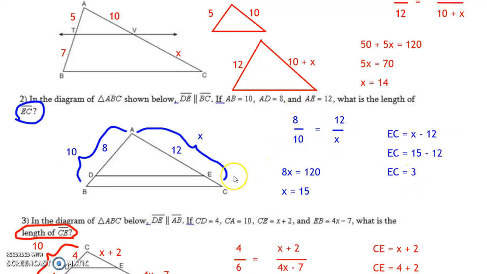Just keep in mind what it's asking for. In this case, it was asking for this piece down here, not the value of x, but the value of EC, which is going to be x minus 12.